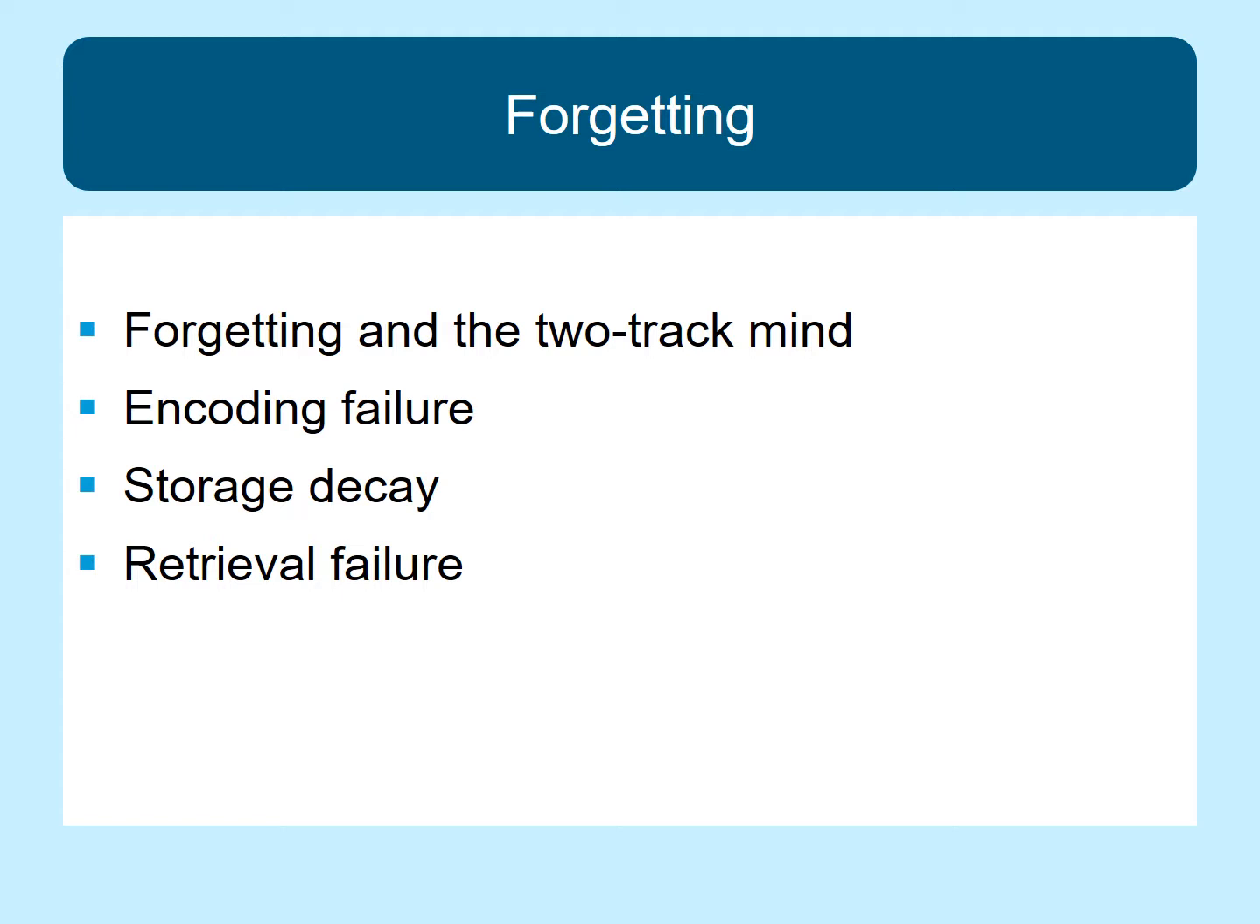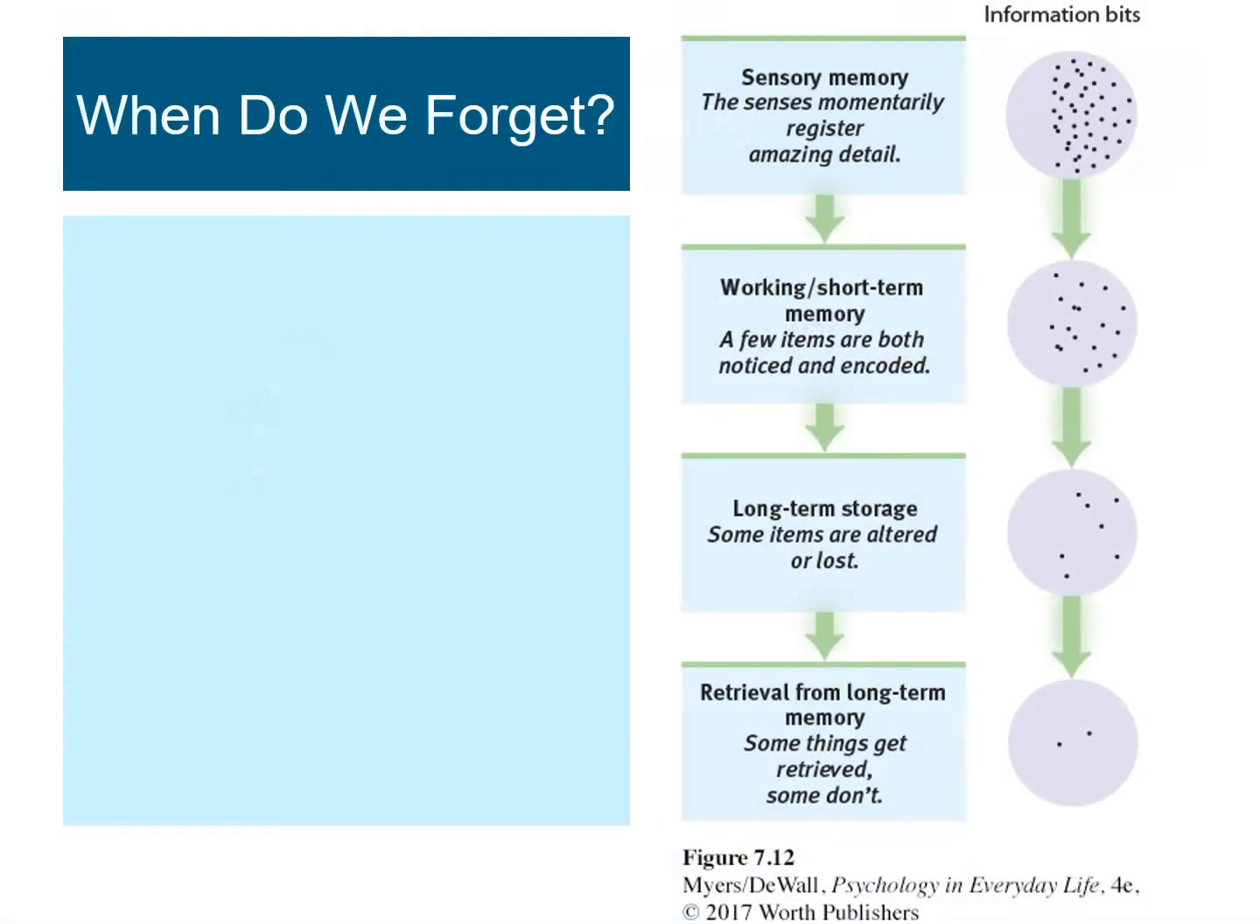Forgetting and the two-track mind is what we'll talk about first. Encoding failure, storage decay, and retrieval failure. So when do we forget? There are several different stages that have to happen for a memory to get encoded into long-term memory. First, the sensory memory has to be involved. So senses momentarily register amazing detail, as depicted by all these dots that are there.